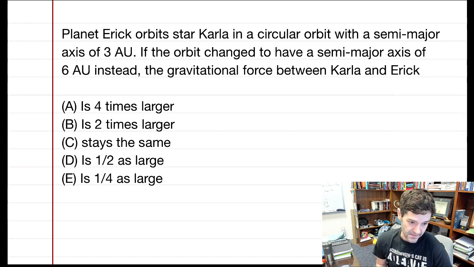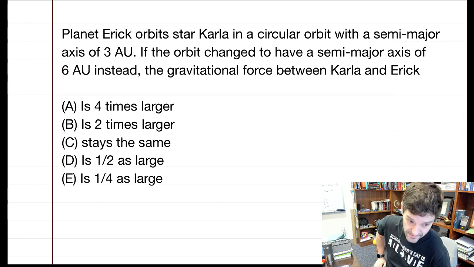So let's take this example. This was, I think, on one of the quizzes. Planet Eric orbits star Carla in a circular orbit with a semi-major axis of 3 AU. If the orbit changed to have a semi-major axis of 6 AU instead, the gravitational force between Carla and Eric is 4 times bigger, 2 times bigger, stays the same, is half as large, or is 1/4 as large.